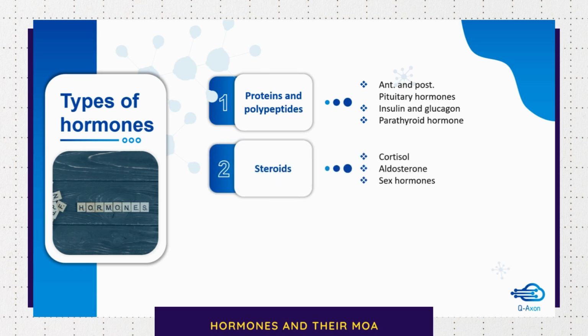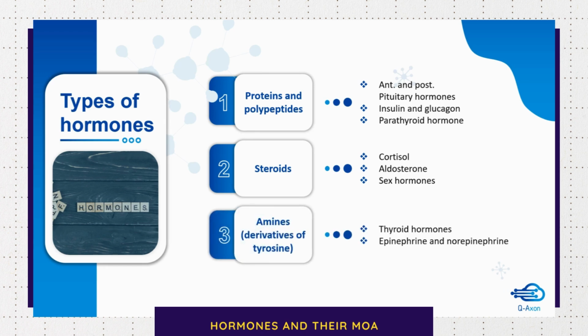Then we have the steroids, the examples being cortisol, aldosterone and sex hormones. The third class of hormones are amines. They are derivatives of tyrosine. The examples are thyroid hormones, epinephrine and norepinephrine.